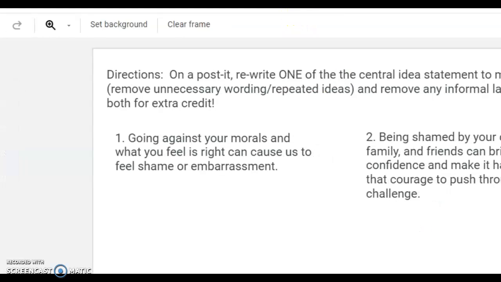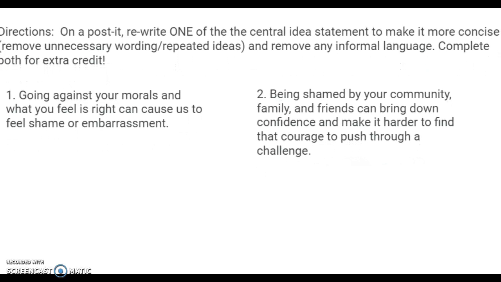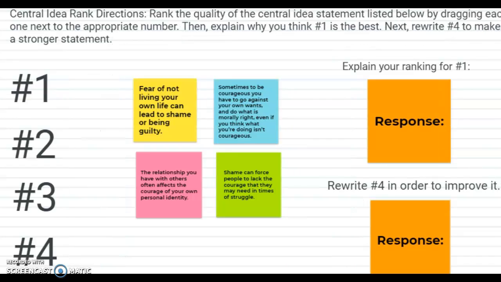So the first central idea says, "Going against your morals and what you feel is right can cause us to feel shame or embarrassment." So really you want to get rid of the words "you" and "us," and if you can, get rid of any repeated ideas. So for example, if I see "shame or embarrassment," for me they're kind of the same in this context, so you might want to delete one. This number 1 you should be able to fix just by deleting some words. Number 2, again, is just a little wordy. It's a great central idea statement. I think you could just make it a little more concise, so do that if you want an extra point.